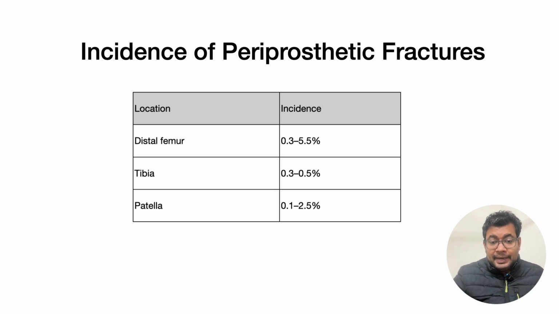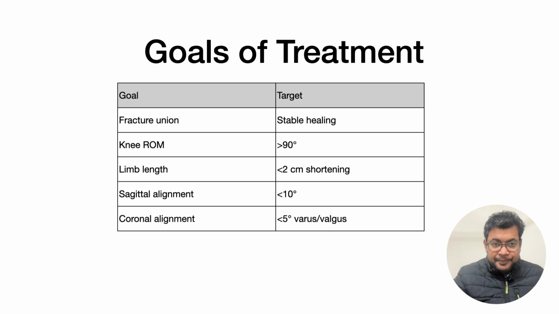And if patella resurfacing is done, we will not talk much about the patella because I do not usually do patellar resurfacing in my knee replacement surgeries. So it is 0.1 to 2.5%. So the distal femur is the most common site of a periprosthetic fracture.